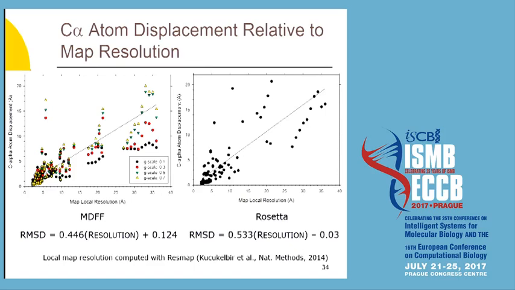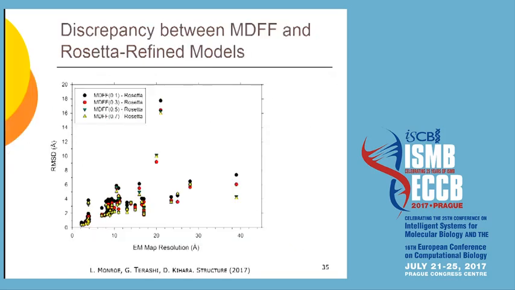Now the question is, why is that? Did the authors not refine the structure satisfactorily? To answer that question, we compare the model refined by MDFF and the one refined by Rosetta. And we see the same trend. At 10 angstrom, the global RMSD is about 3 angstrom, which means the EM map does not have the structure information there. So Rosetta and MDFF do not agree.